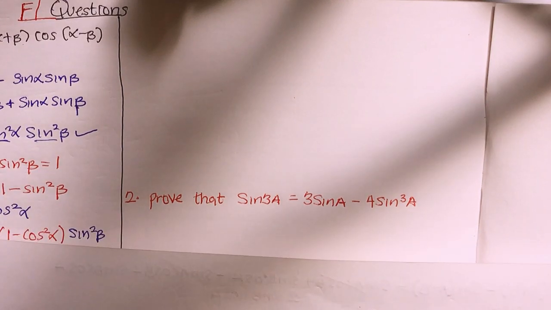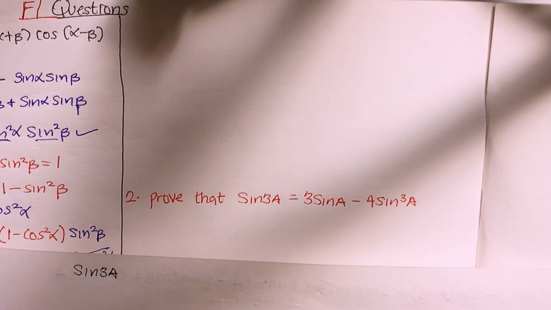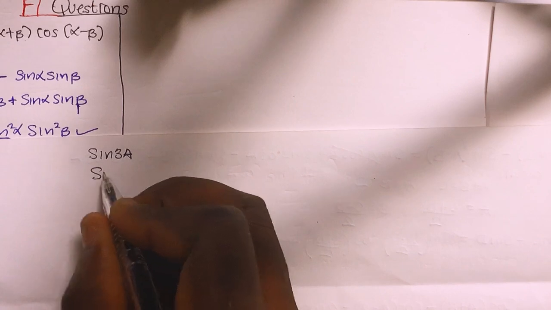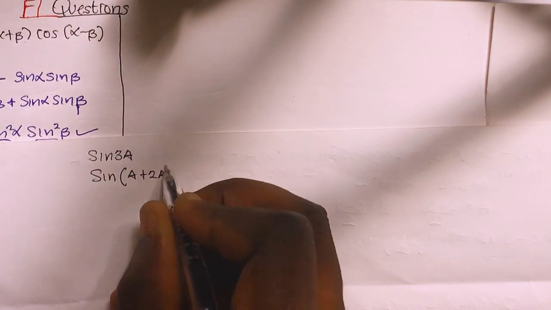What's the first thing you need to do? You are given sine 3a. That's the only thing you are given. Then how can you express this further? You can express this further by writing it as sine of a plus 2a. A plus 2a can be added together to give us 3a.